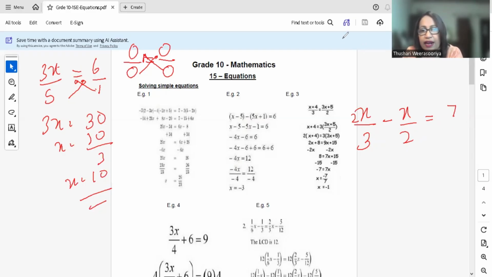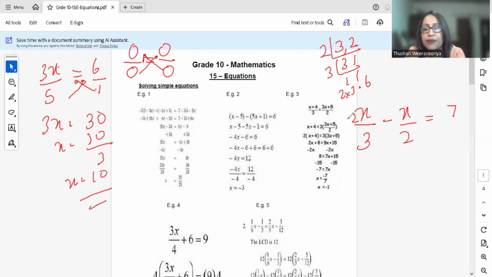If you want, you can take 1. Otherwise, no need. No point of getting 1. Then find the LCM of all the denominators. That is 2 into 3, 6. Multiply every term by the LCM. I'll get a different color.